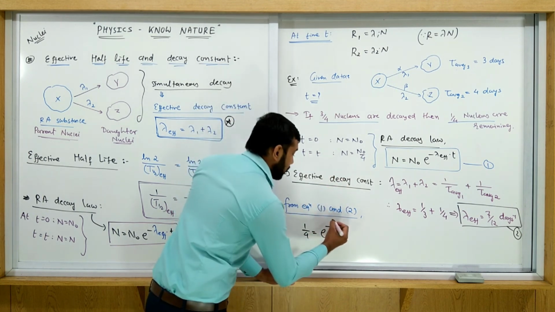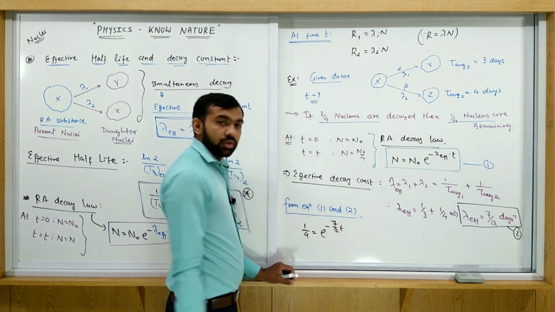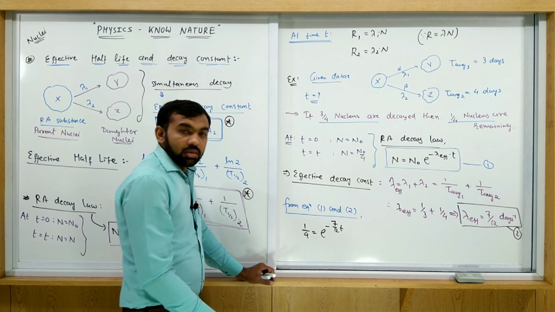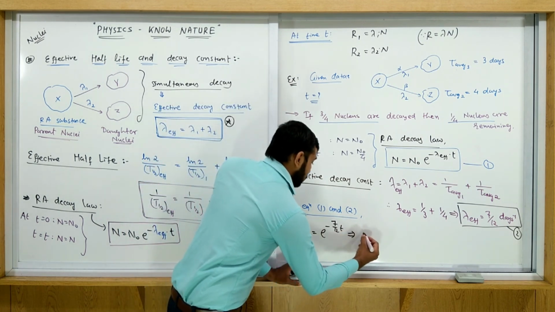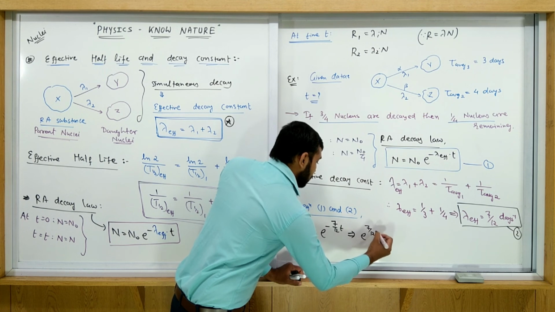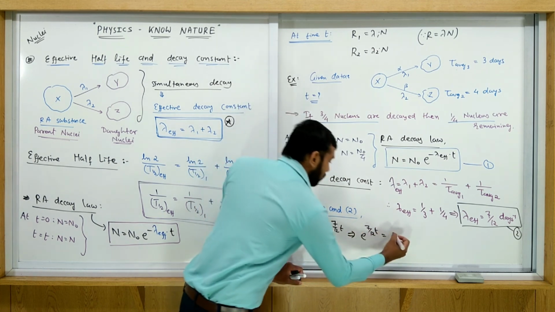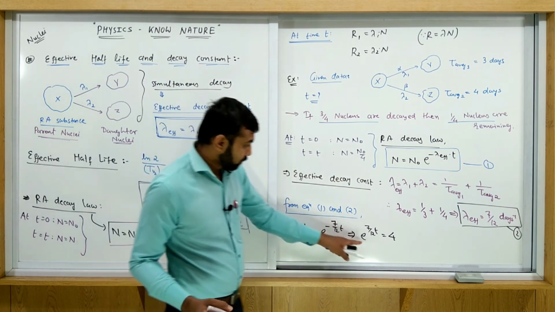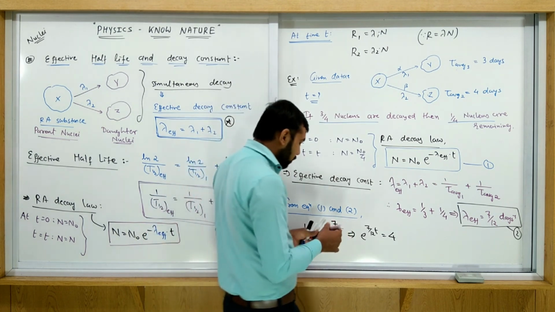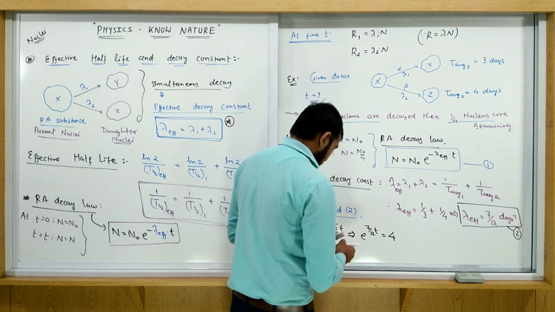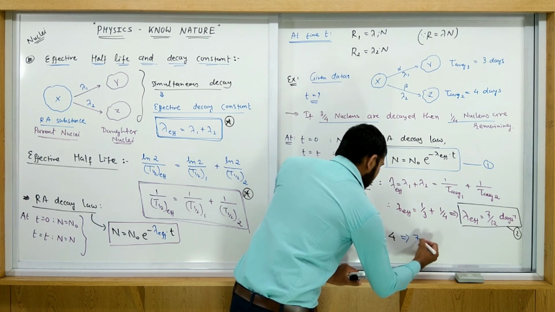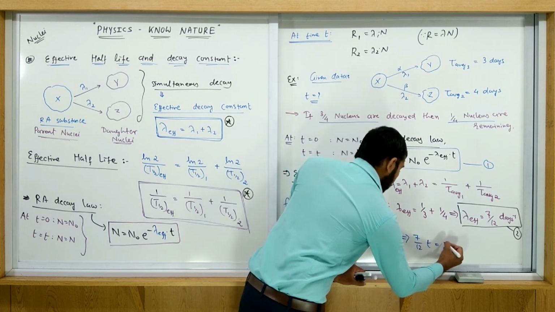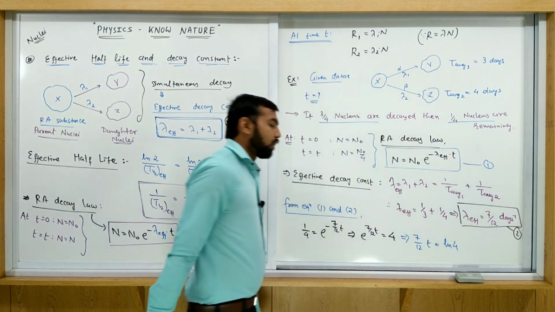lambda effective, which is 7 by 12, so 7 by 12 into t. Take the log on both sides, ln. The power comes into multiplication. So e raised to 7 by 12 into t is equal to 4, since the 1 upon 4 in the denominator moves to the numerator on the right-hand side. Take the log on both sides. So what is the answer? 7 by 12 into t is equal to ln 4.